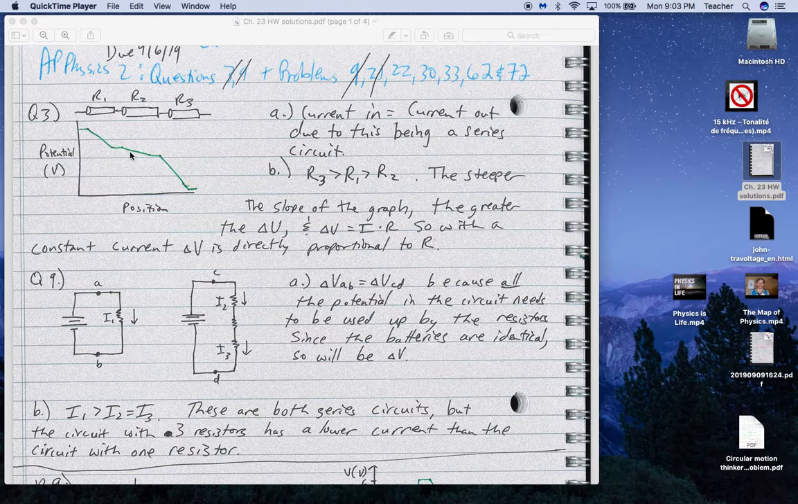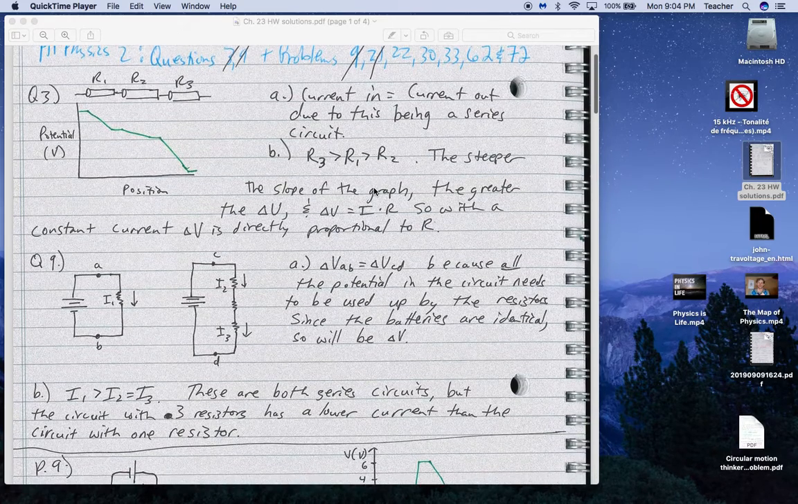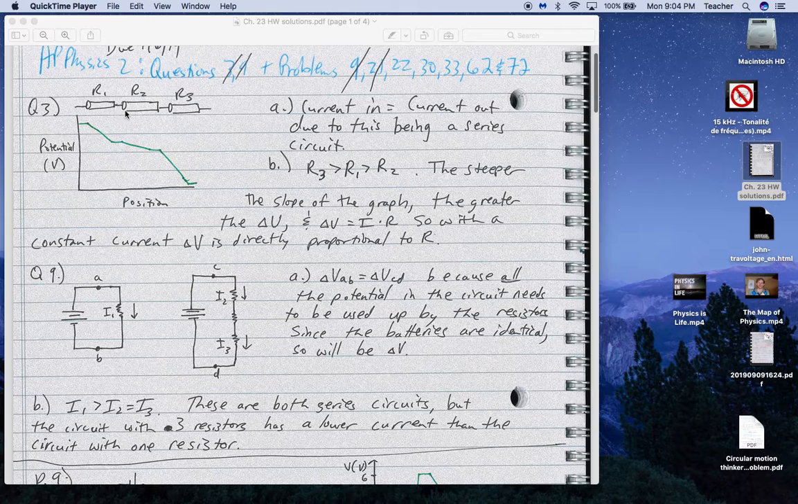So essentially, if we have a steeper slope, we have a greater change in voltage, which is a change in potential, and therefore that means we have a greater resistance. So I get R3 is greater than R1, and then is greater than R2. The current's got to be the same everywhere through here, so it makes sense that I have the greatest voltage drop with the greatest resistance, since V equals I times R.